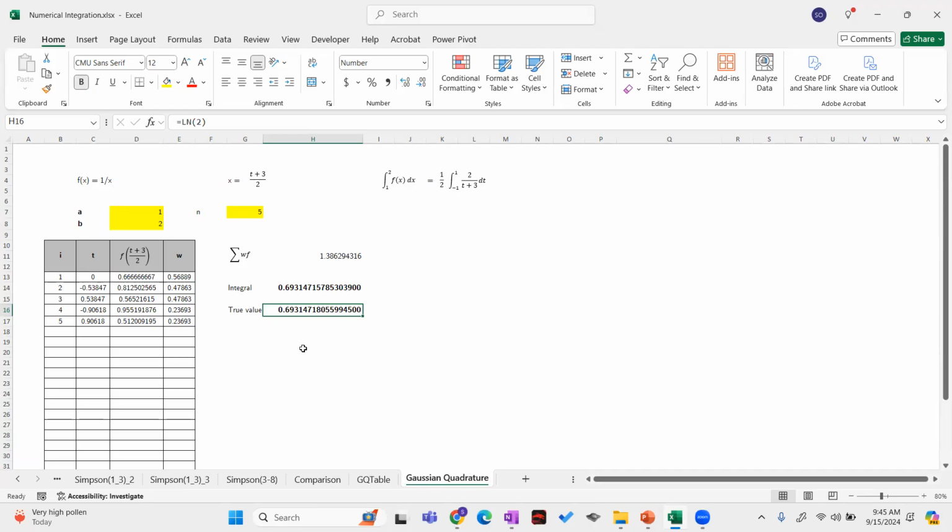That's all. I can increase probably more terms. Let's use 6 terms. With 6 terms, I'm getting more accuracy.